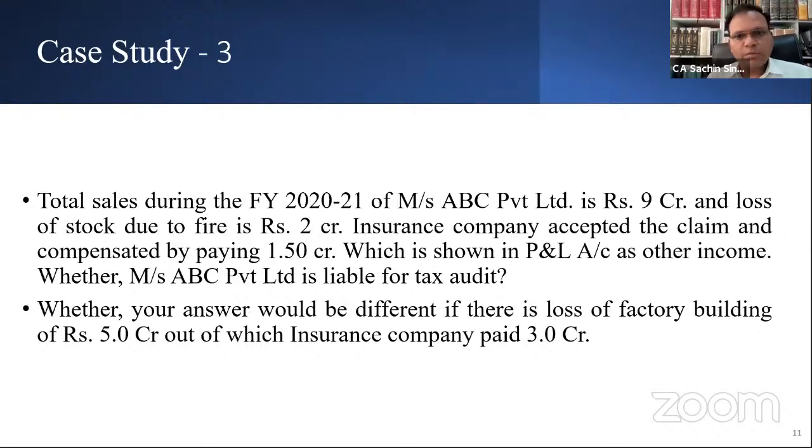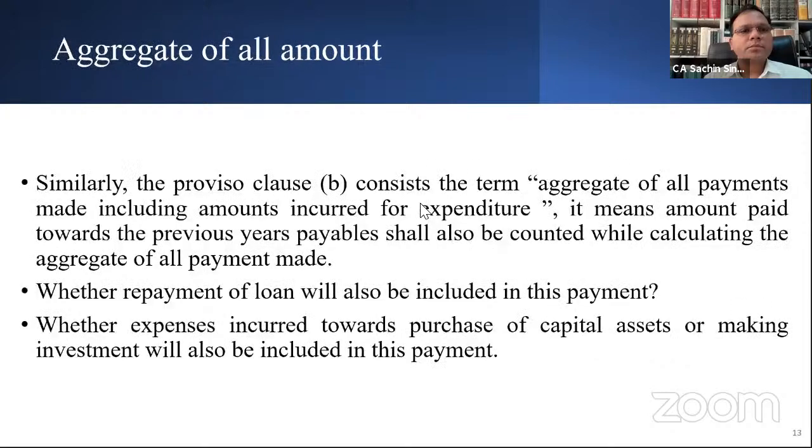The answer will be no, because since it is a factory building and the nature of it is capital nature, it will not form part of total turnover. So while calculating turnover, this 3 crore should not be taken. So 9 crore will be there. So no audit. Okay. So coming to the next case study.